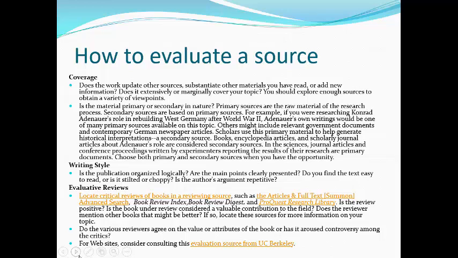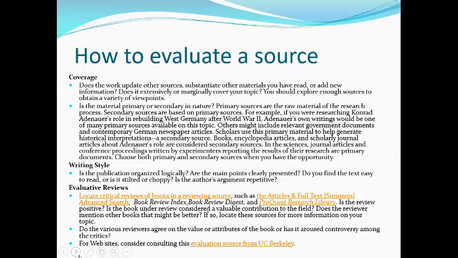Is the material primary or secondary in nature? Primary sources are the raw material of the research process. Secondary sources are based on primary sources. For example, if you were researching Konrad Adenauer's role in rebuilding West Germany after World War II, Adenauer's own writings would be one of the primary sources available on this topic. Others might include relevant government documents and contemporary German newspaper articles. Scholars use this primary material to help generate historical interpretations.